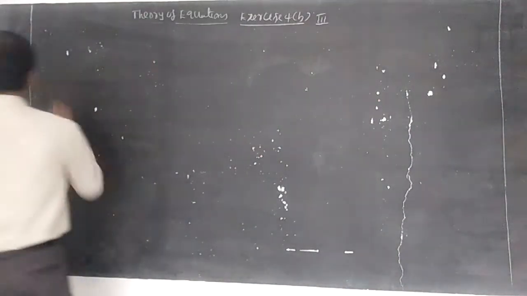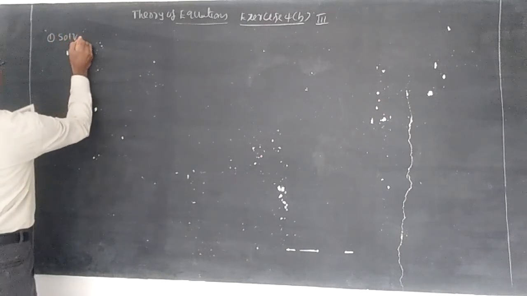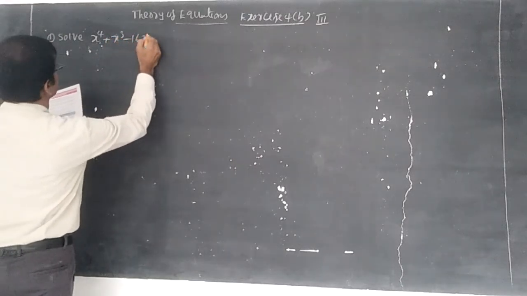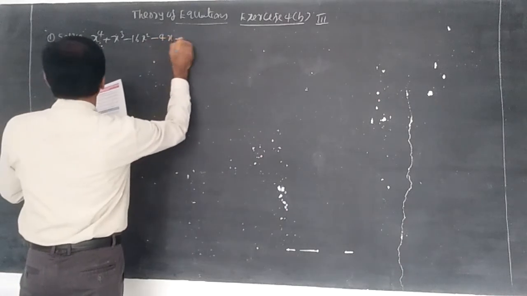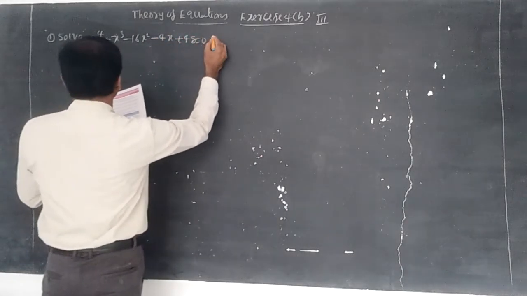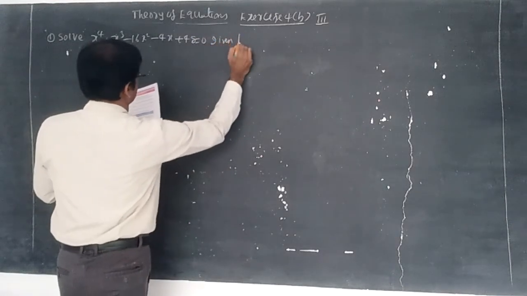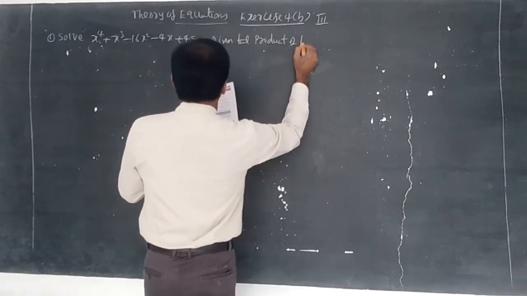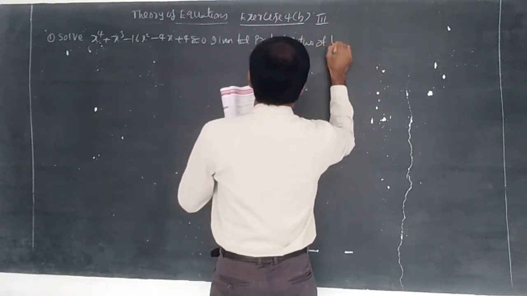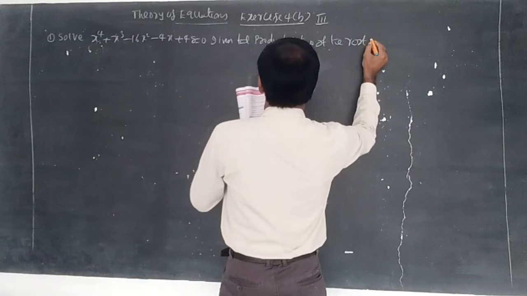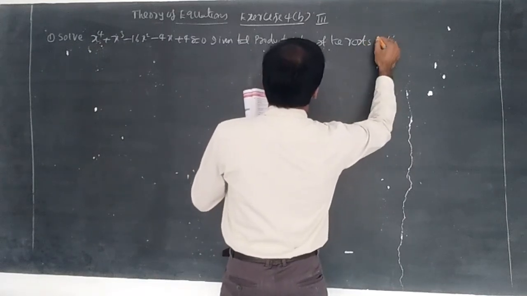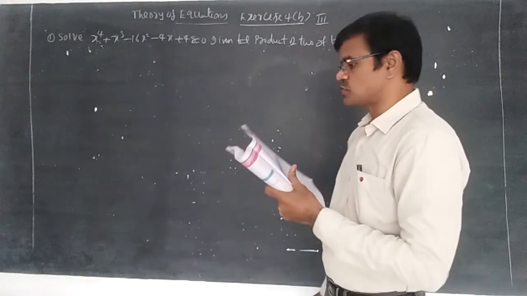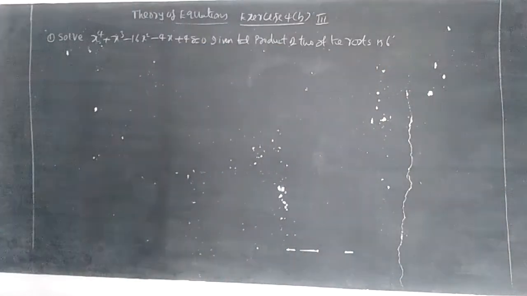First one: solve x power 4 plus x cube minus 16x square minus 4x plus 48 equal to 0, given that the product of 2 of the roots is 6. x power 4 plus x cube minus 16x square minus 4x plus 48 equal to 0 is the question. The product of 2 roots is 6 is given as the condition.